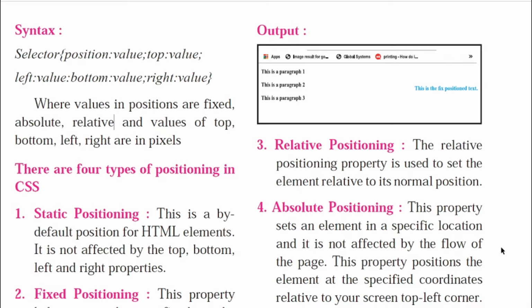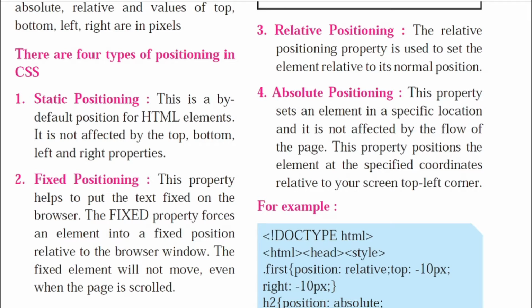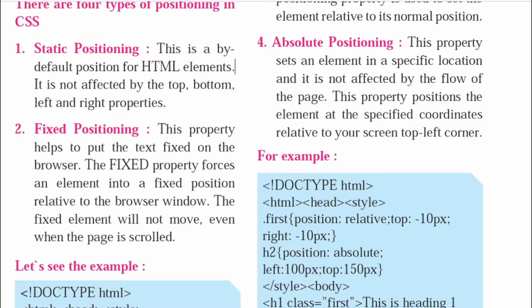Let us understand all these four important types of positioning. Yes, the three are fixed, relative and absolute, but there is one more called static positioning. Now my dear students, this is the default position for HTML elements, so you don't need to directly apply it. It is by default positioning, that is static positioning. This is the default position for HTML elements. It is not affected by the top, bottom, left and right properties. Now moving on to the main ones, that is fixed positioning, relative positioning and absolute positioning.